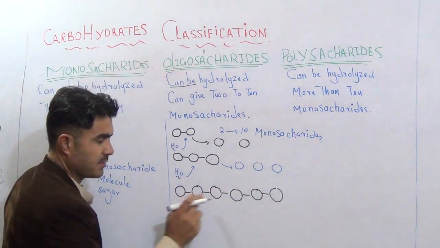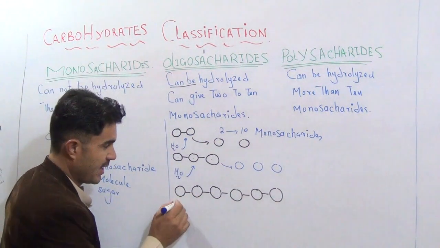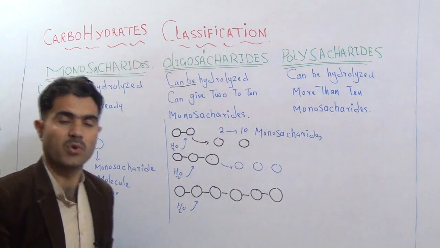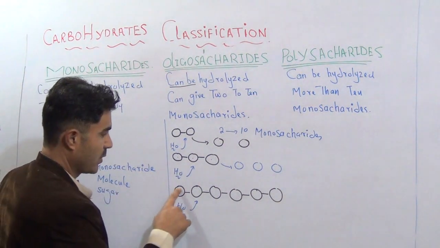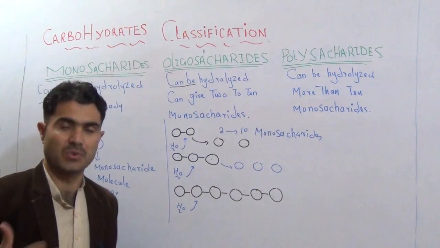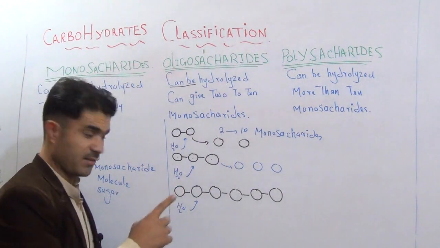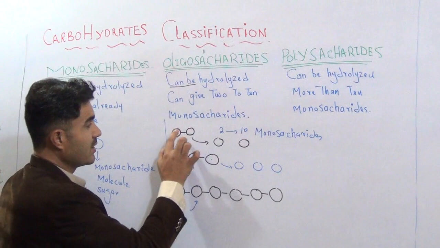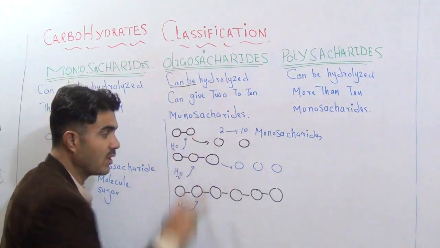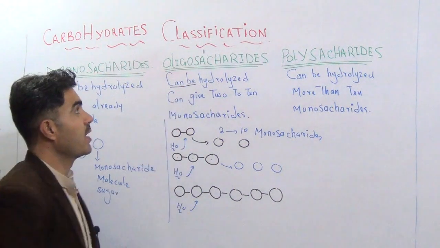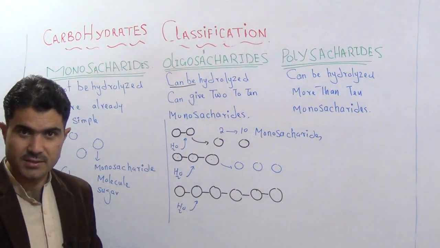And in this case, you can tell me, if I add water, how many monosaccharides can we get? If these are 6 circles, we will get 6 monosaccharides, and in case of 10 we will get 10 monosaccharides. So all these, not one, all these are collectively called as oligosaccharides.